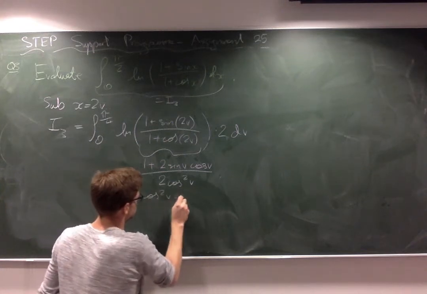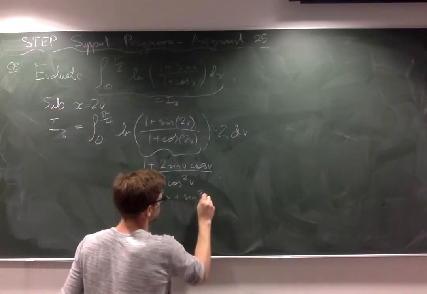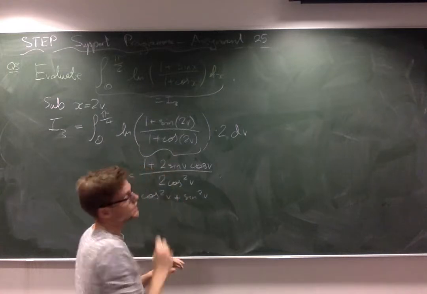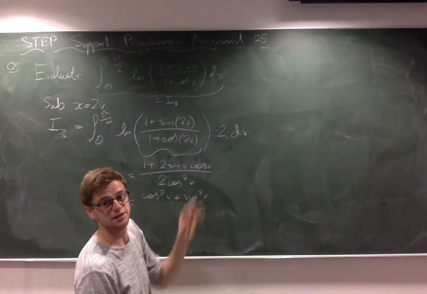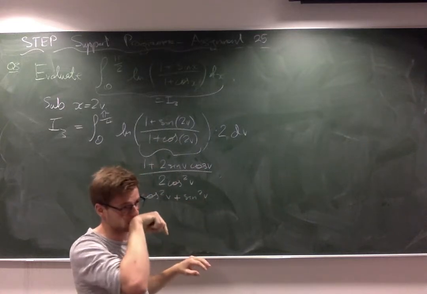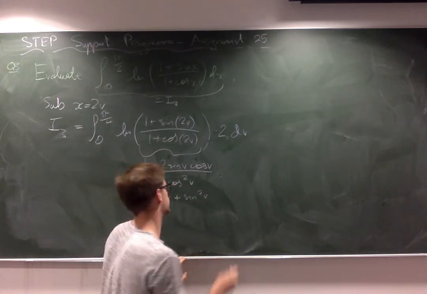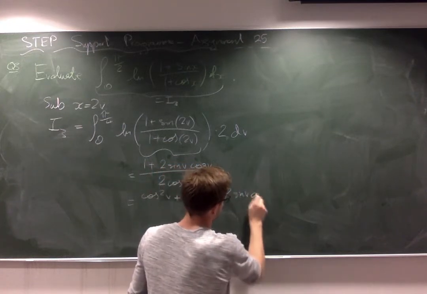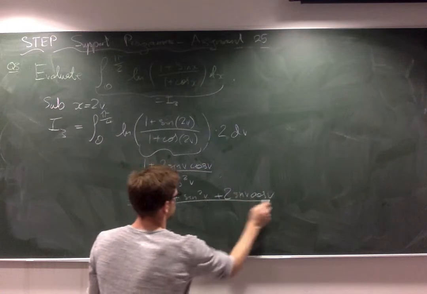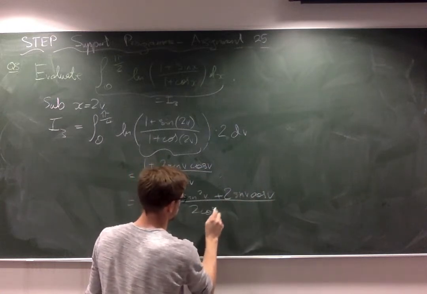Cos squared v plus sine squared v. That's just one. If you ever get a 1 floating about in these trigonometric manipulations, think about what happens if you turn it into cos squared v plus sine squared v. It's shockingly useful. And plus 2 sine v cos v, all over 2 cos squared v.